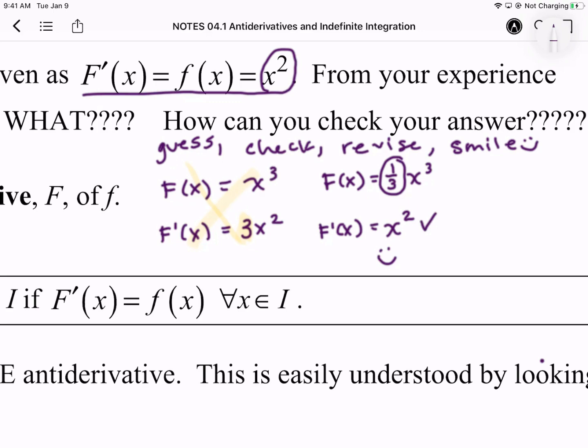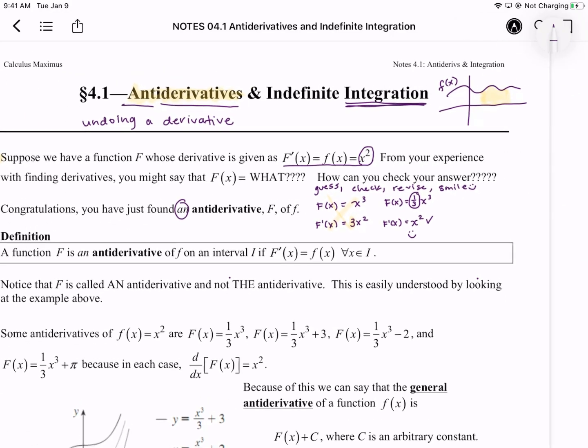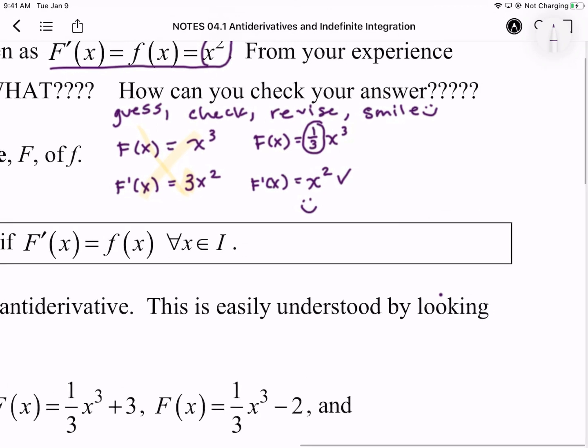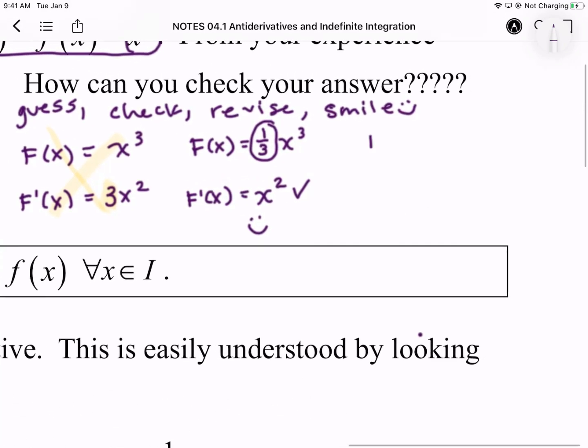But this is just an antiderivative. That's what it says here. Congratulations, you have found an antiderivative, meaning there are more antiderivatives. And it's a little tricky, so I'm going to show you. We still want to keep this 1/3 x cubed going on. But what happens when I add a 2?